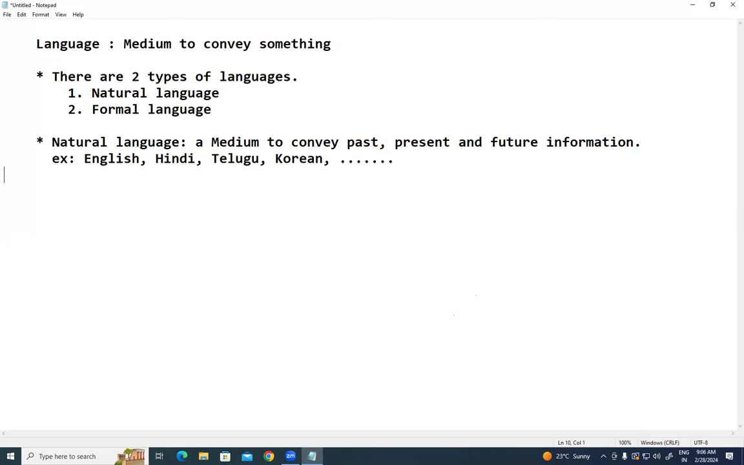Formal languages are not for everything or anything. Formal languages are used for a particular purpose, a specific purpose. I'll give an example. Guys online, try to get my point. I'm talking about formal language now. A formal language is not for conveying everything, but to convey a specific thing.